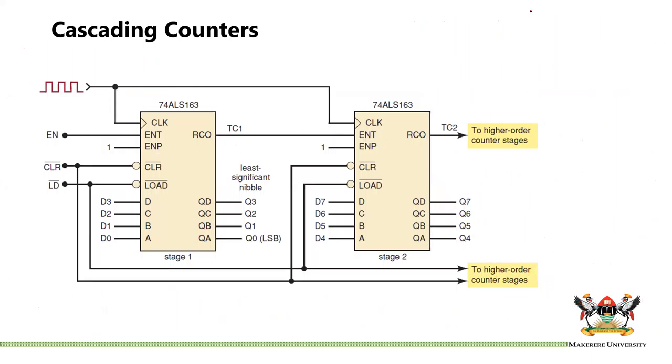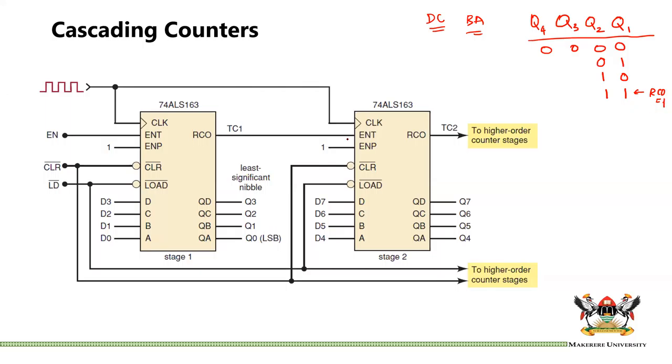If it was two-stage, it means that maybe we have Q4, Q3, Q2, Q1, and obviously we would be having DC for the upper stage and BA for the lower stage. Excuse me. So everything is initially cleared, and now we would go through 0001, 0010, 0011. And at this point, RC naught becomes equivalent to 1. Because RC naught now is equivalent to 1, ENT is also 1, meaning that this side we will count once, which becomes 01 in the next stage.